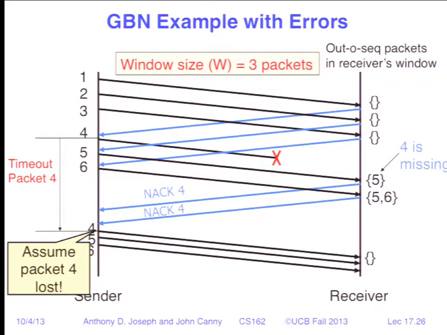So the question is, how would we know if it got reordered, if it was just delayed, even though we got these negative acknowledgments? Because we could get a positive acknowledgment saying, I got 6, right? And that tells us we got all the ones before it. So if that arrived before the timeout, then we wouldn't have to retransmit 4, 5, and 6.